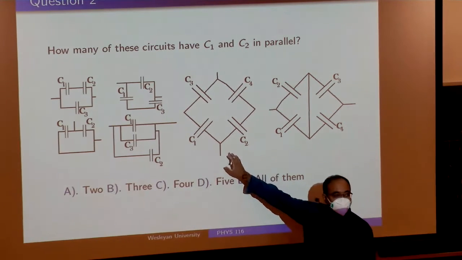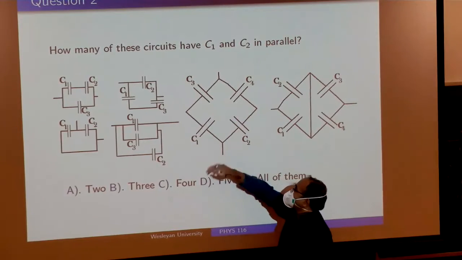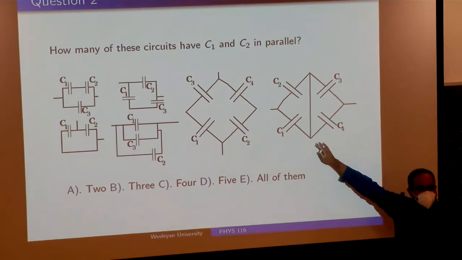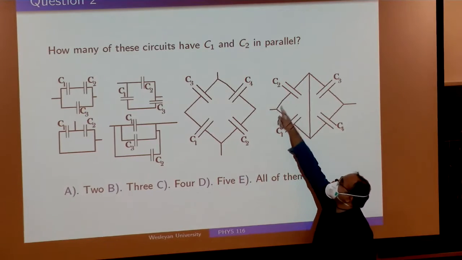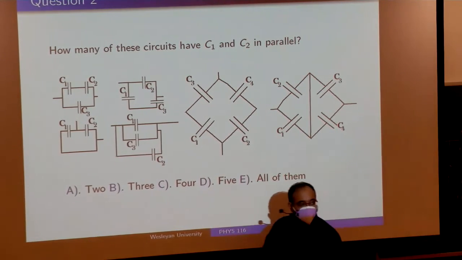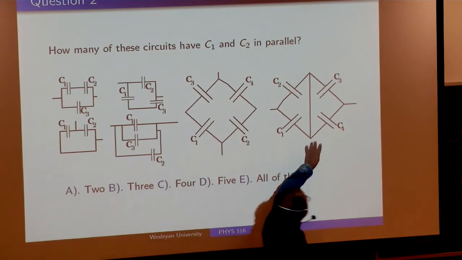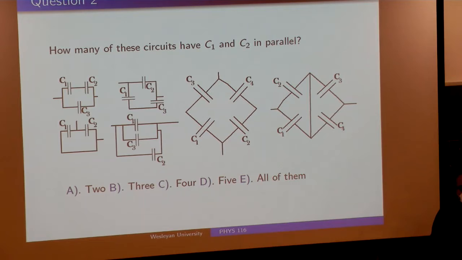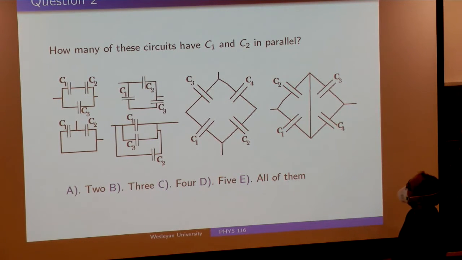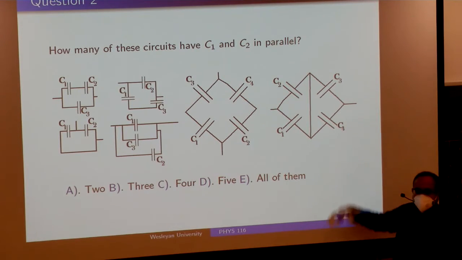What about this one? No connection on this side for C1 and C2. They're connected on one side but not on the other. This one, yes, they are connected on both sides by just one wire. Question? For the last one, it makes sense that they're in parallel, but would C3 and C4 have charges as well? Yeah, they can have charges, and C3 and C4 would also be parallel with each other.